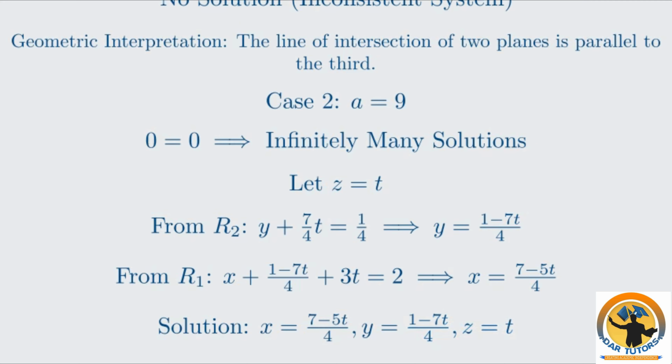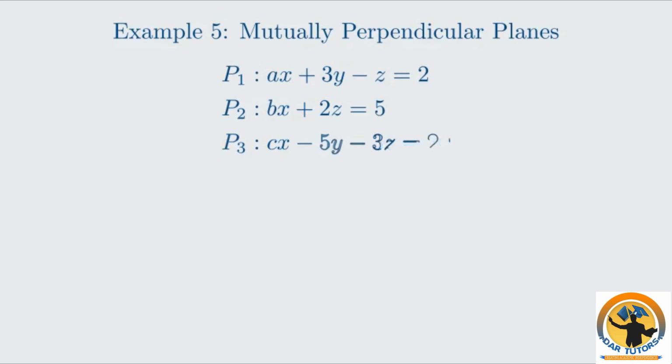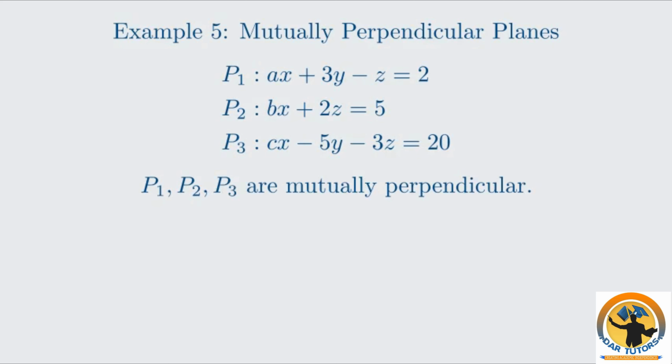This example clearly shows how a single parameter can determine whether a system has no solution or infinitely many solutions. Let's tackle a more complex problem involving 3 mutually perpendicular planes. This requires a good understanding of normal vectors. We are given 3 planes, P1, P2, and P3, which are mutually perpendicular. Their equations are given with unknown constants a, b, and c.